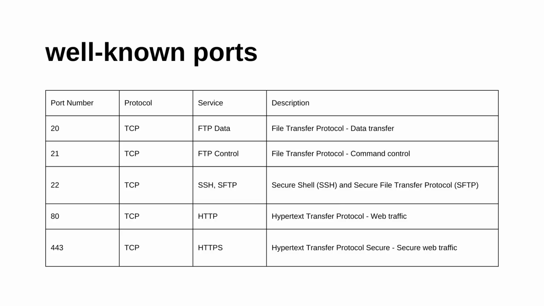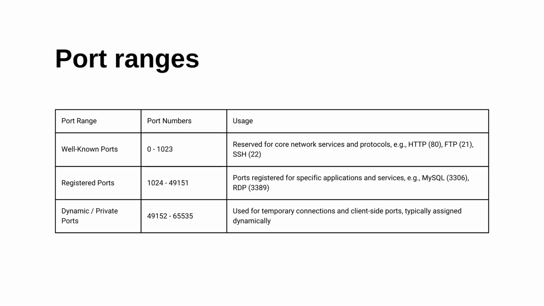Now let's look at well-known ports. Ports 20 and 21 are reserved for FTP service on computers. Port 22 is reserved for SSH service. Ports 80 are reserved for HTTP and 443 are reserved for HTTPS. There are 65,535 virtual ports in total.